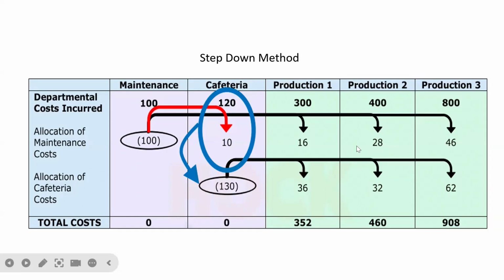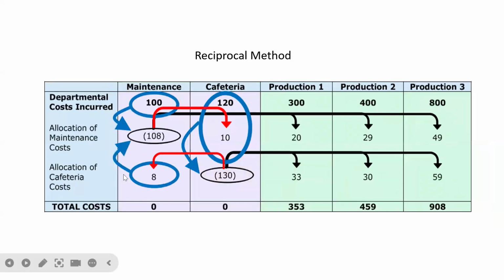So which service department will allocate it? This will be chosen by management, and in your exam question, they will mention allocate maintenance into cafeteria. They will mention. Okay. Next up, we have the reciprocal method.